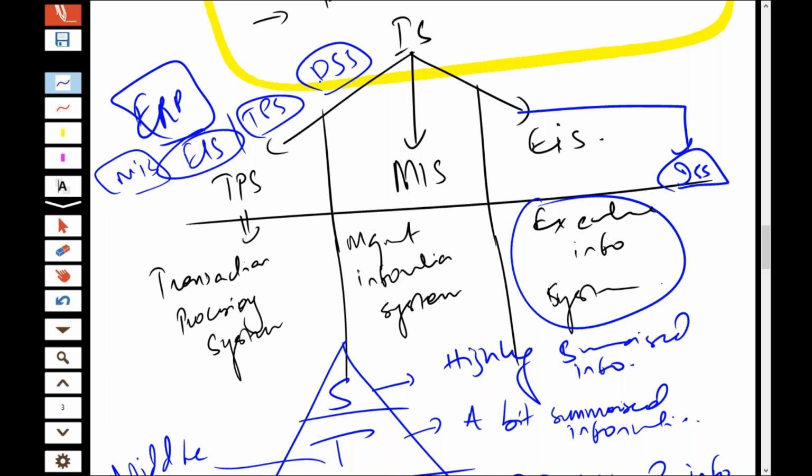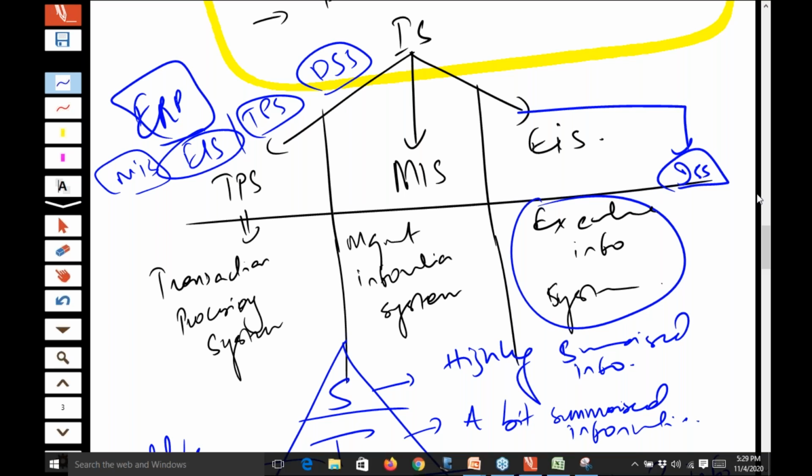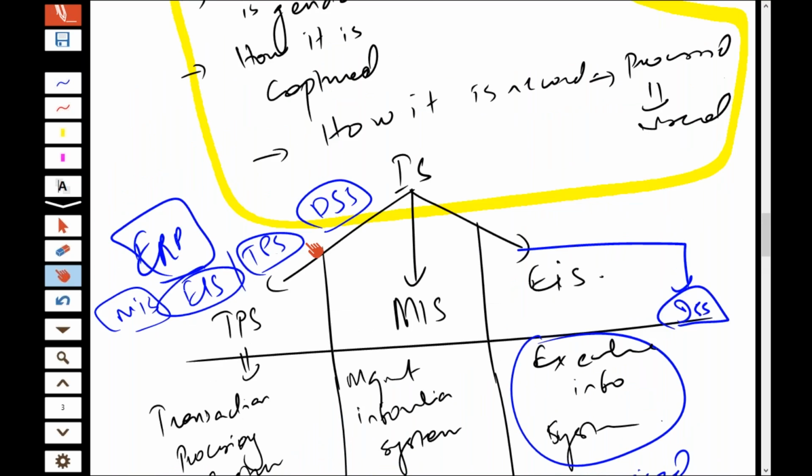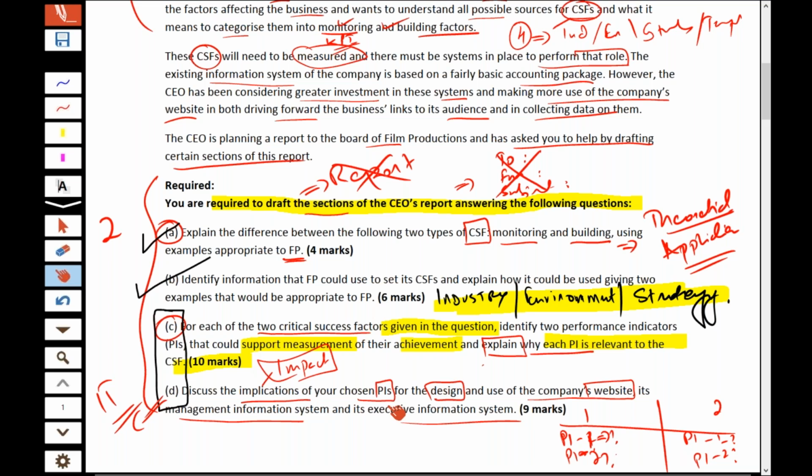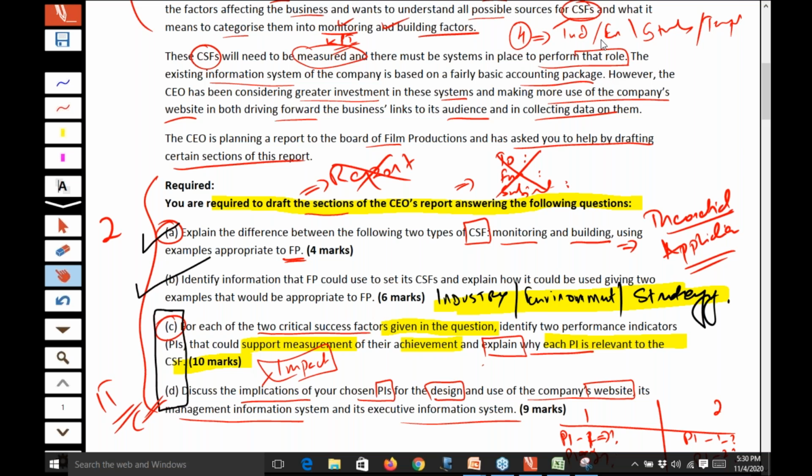Now let's move a bit forward and discuss further. The requirement of this specific question is that you need to discuss the implications of your chosen performance indicators for the design and use of the company's website, its management information system, and its executive information system. Now, let's have an understanding. What is going to happen?